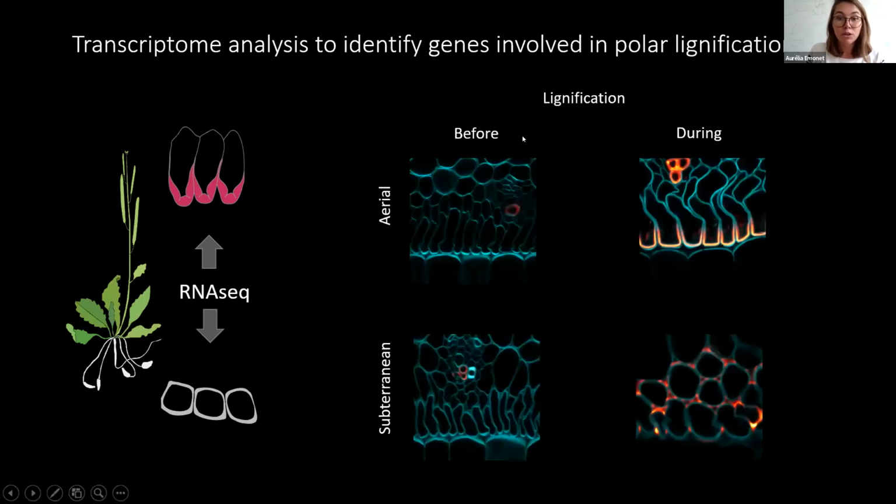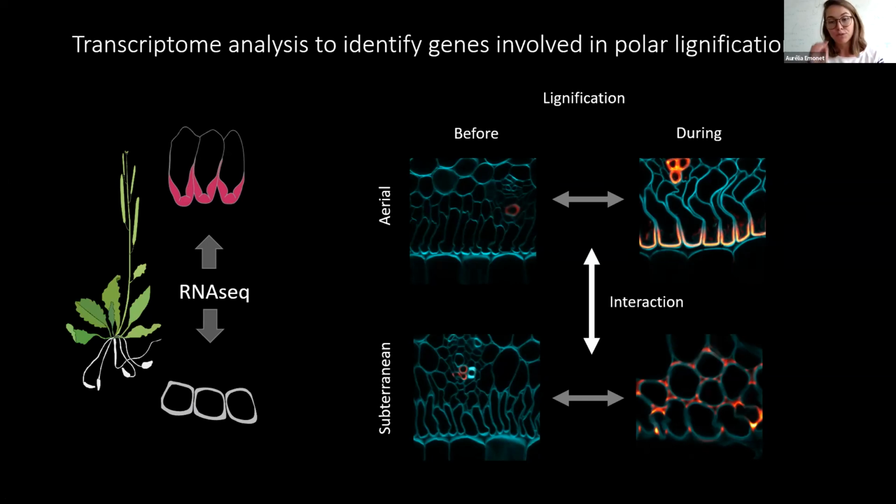And what we actually did with this RNA-seq is that we took a valve of the fruits either just before lignification, when there is not yet any lignin, or during the process of lignification. And we did this for the subterranean fruits and the aerial fruits. If we then compare before and during the process of lignification, we hope to find the genes which are important for lignin deposition. And then by comparing between the two types of fruits, we hope to find genes which are really specific for the polarity in these cells.